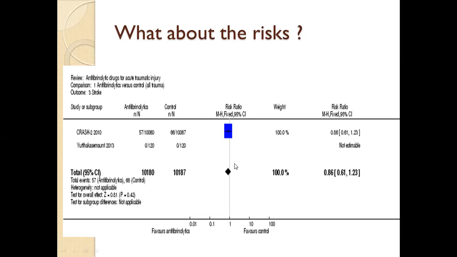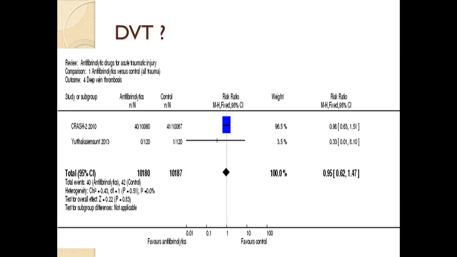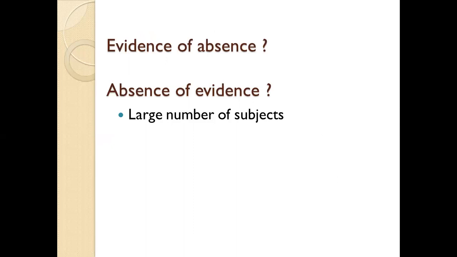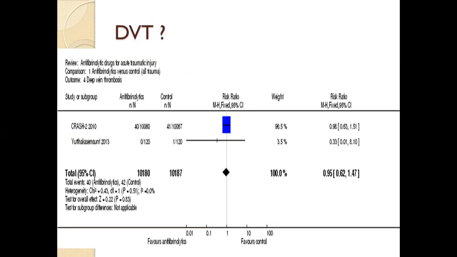So this diamond or this confidence interval has crossed the line of neutrality regarding the outcome of the stroke. What about the deep venous thrombosis or the venous thrombosis? It's almost the same. There is one end 0.62 less than 1, and the other end is more than 1, 1.47. So does the tranexamic acid increase stroke and DVT or not? Do I have evidence of absence that the tranexamic acid does not increase those, or it's absence of evidence and I can't be sure?